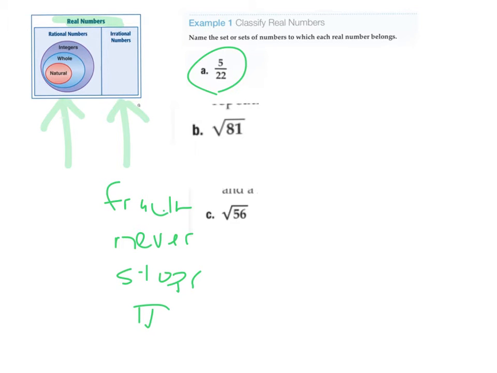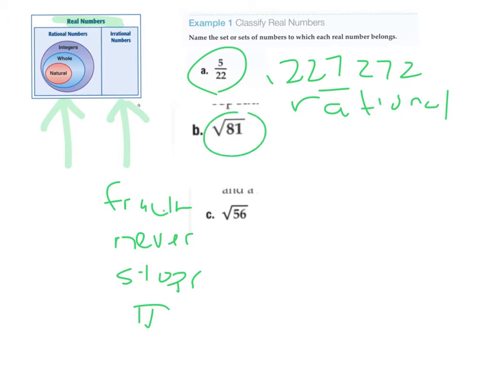If you take 5/22 and put it in your calculator and divide, so 5 divided by 22, you get 0.227272, and it repeats. The 72 repeats constantly, so this is a repeating decimal, and this is a rational number.